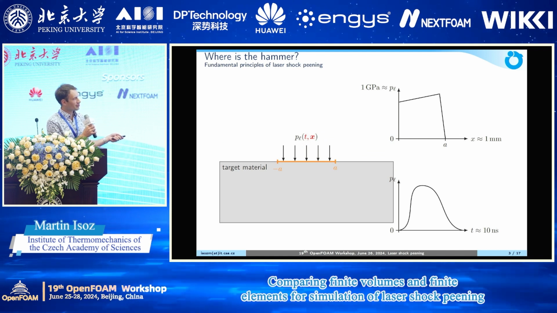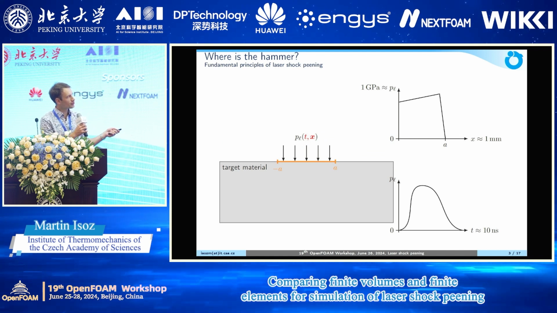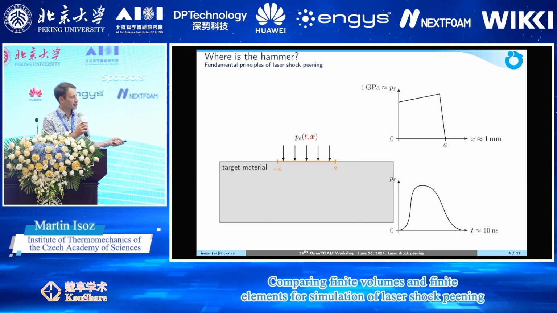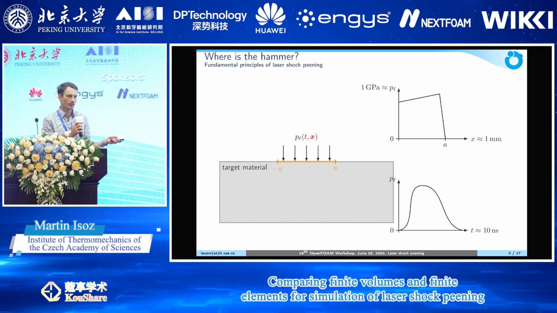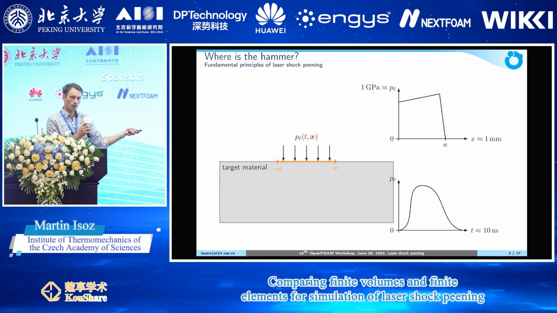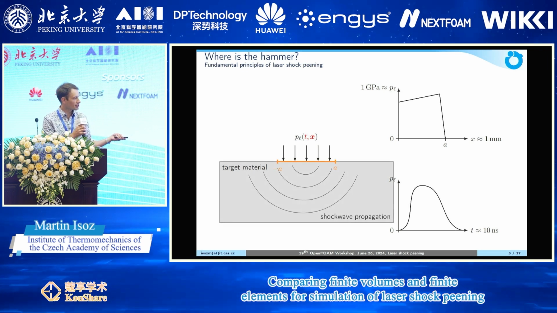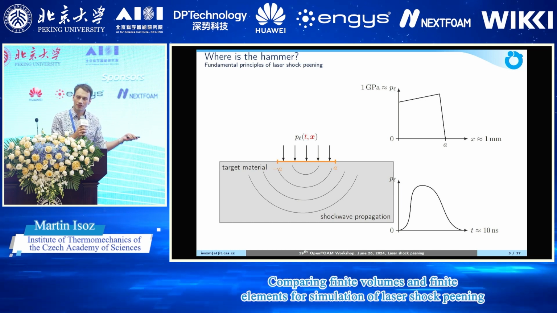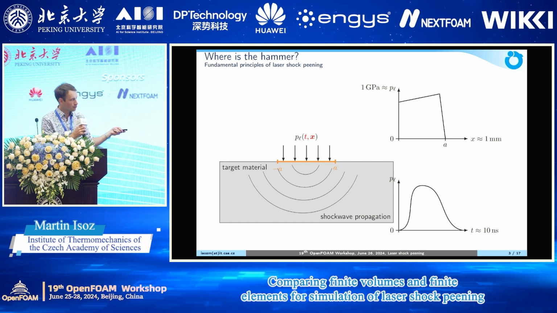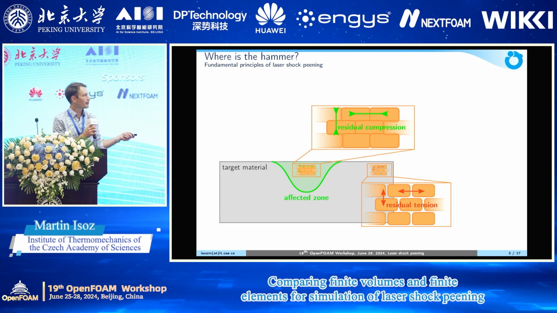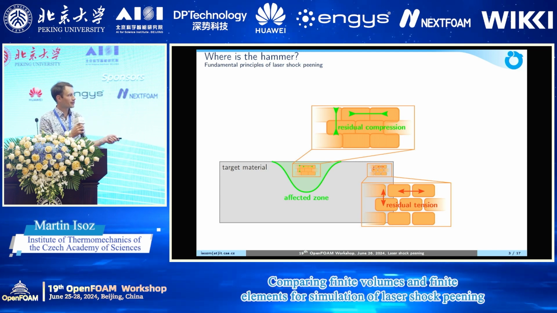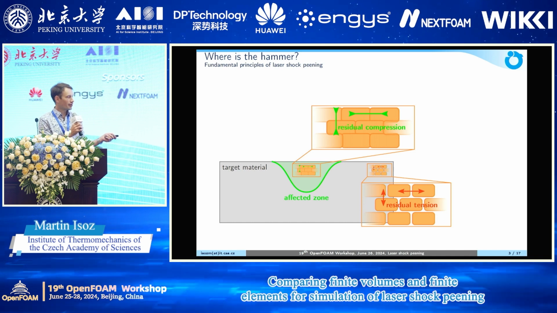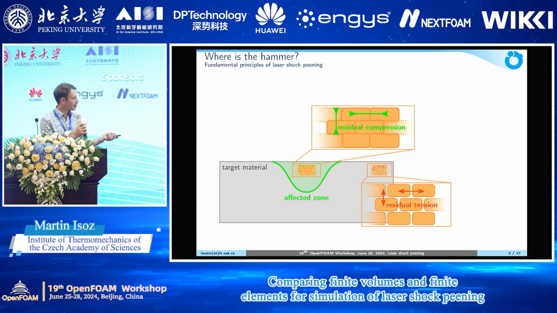This pressure is of the order of gigapascals, and the duration of this pressure pulse is in tens of nanoseconds. We need to simulate the propagation of the elastoplastic shock wave through the material, because this plasticizes the material and generates the surface compression that we want to have. So at the end we have residual compressive stresses, and we are all good to go. So that's it.